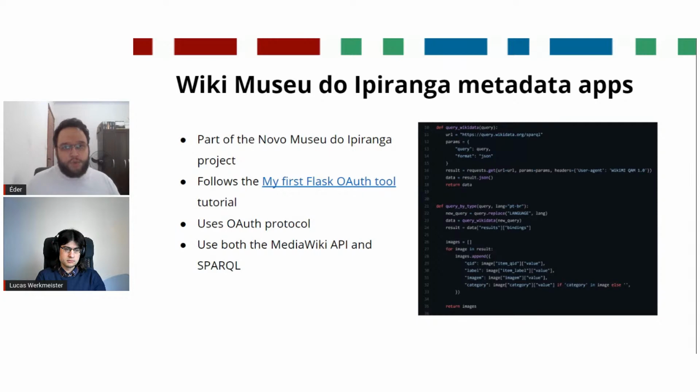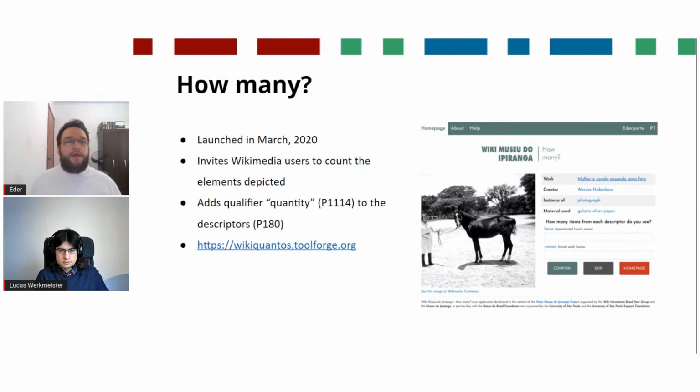I will show all of the four applications built so far, and then we will go to the practical activities planning. The first tool was launched in March 2020. It was my first tool built. It's called How Many, or in Portuguese, Quantos Tem. At first it was called Povo Conta, then we changed the name to build a visual identity for all the tools. The series of apps is called Wiki Museu do Ipiranga.